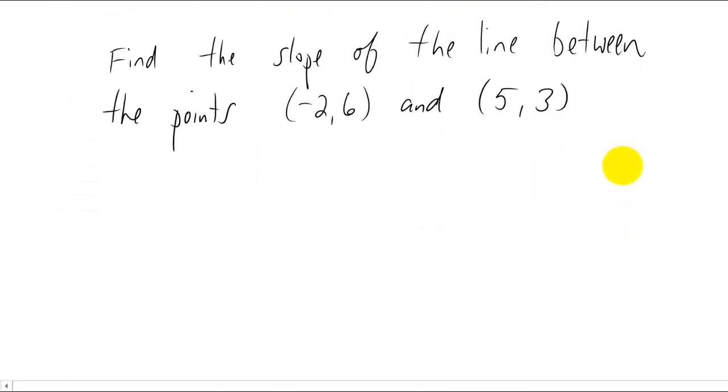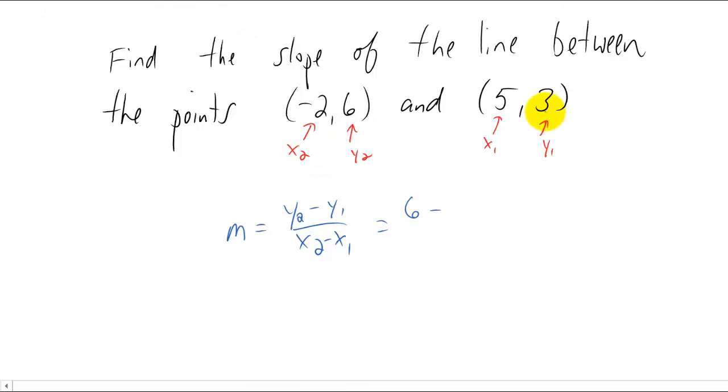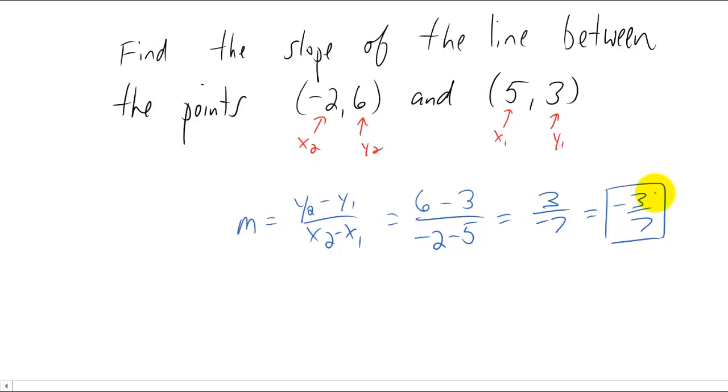Let's do another example without a graph at all. Let's find the slope of the line between these 2 points. We need to name one of these points point 1 and one of these points point 2. It actually doesn't matter which we call which, so I will call this one x1, y1, and that makes this one x2, y2. Now let's just plug in our values. y2 is 6, y1 is 3, x2 is negative 2, x1 is 5. Make sure you're subtracting in both cases, and I'm getting 3 over negative 7, which is negative 3/7. Of course, if this was a fraction that you could reduce, you should go ahead and reduce it.